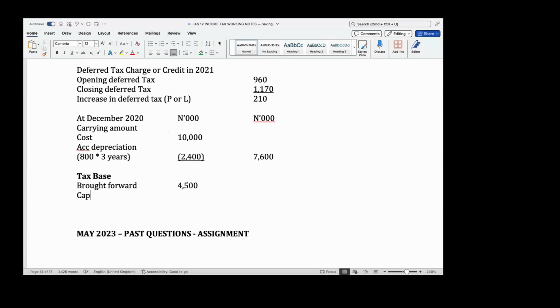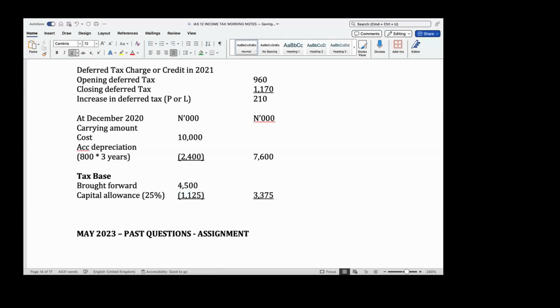Then the tax depreciation of this year is just simply 25% of that. So if you do 25% of 4,500, what would that give you? Can you please help me with the calculation of that? 1,125. So if I deduct that, what's my tax base? How much? 3,375. Okay, 3,375.